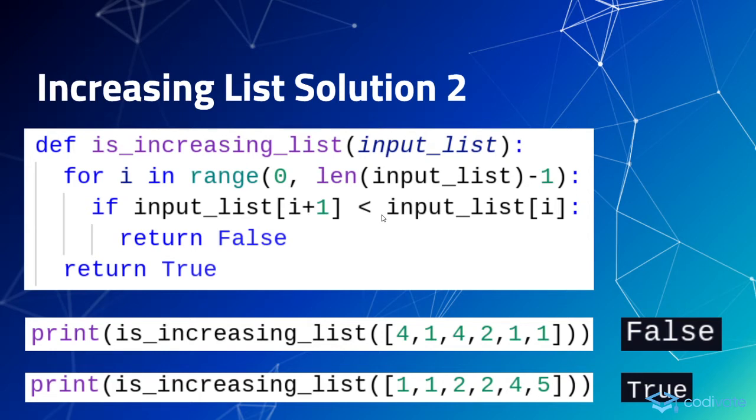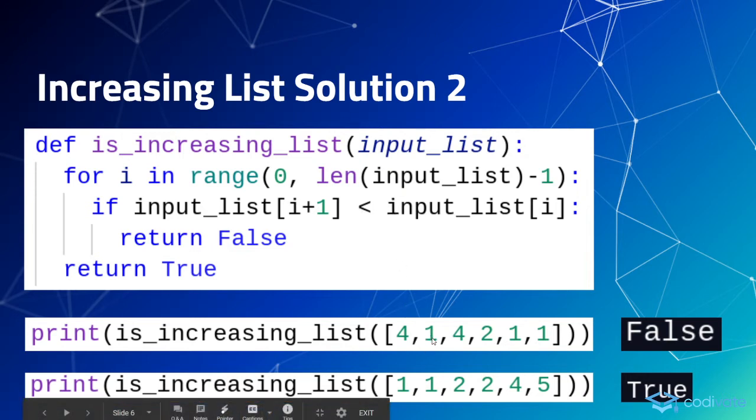Inside the loop, we have our conditional. We check if the input list of the item after the current item is less than the input list of the current item. So what is this doing? This is checking: is an item after the current item greater than the previous item, or less than the previous item? It's the less than sign.